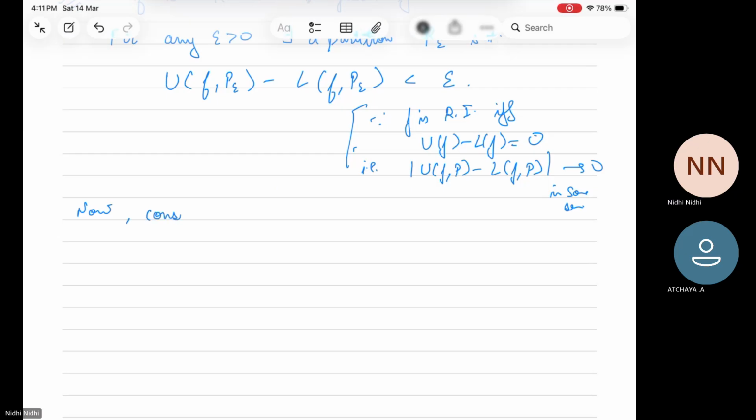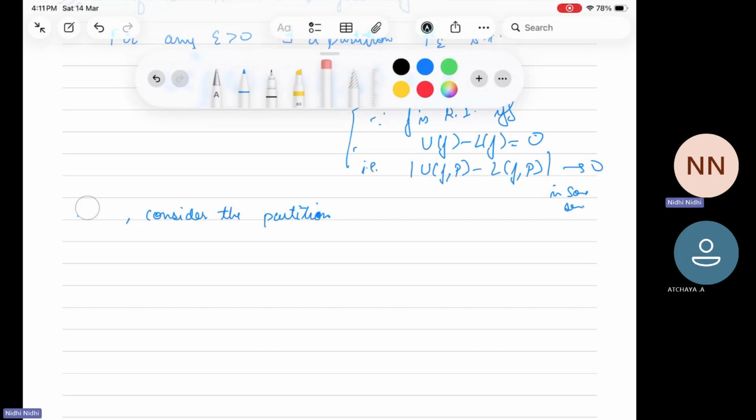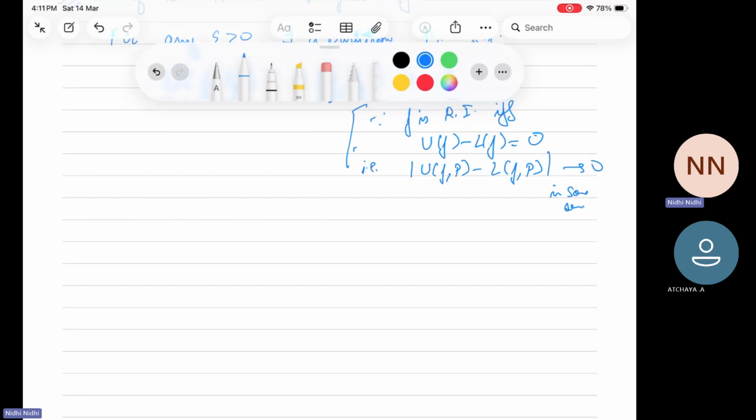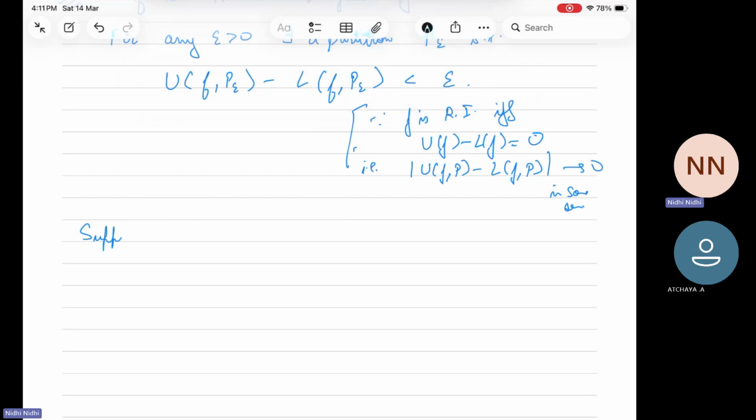Consider the partition. We have not explicitly written P_epsilon, no? Suppose P_epsilon is equal to x0 = a, x1, x2, and so on up till x_{n-1}, x_n equals b. Now using these x_i's, we will make another partition of closed interval [a,b].